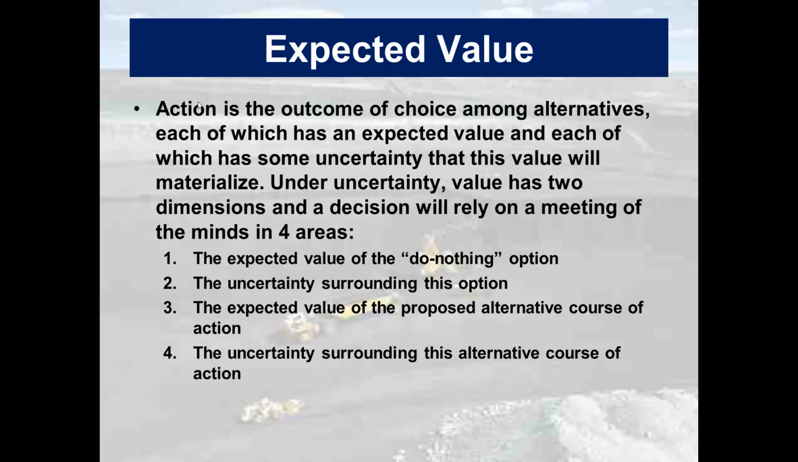Action is the outcome of choice among alternatives, each of which has an expected value, and each of which has some uncertainty that this value will materialize. So under uncertainty, value has 2 dimensions, and a decision will rely on a meeting of the minds in 4 different areas. First, the expected value of the do-nothing option. Second, the uncertainty surrounding this option. Third, the expected value of the proposed alternative course of action. And fourth, the uncertainty surrounding this alternative course of action.